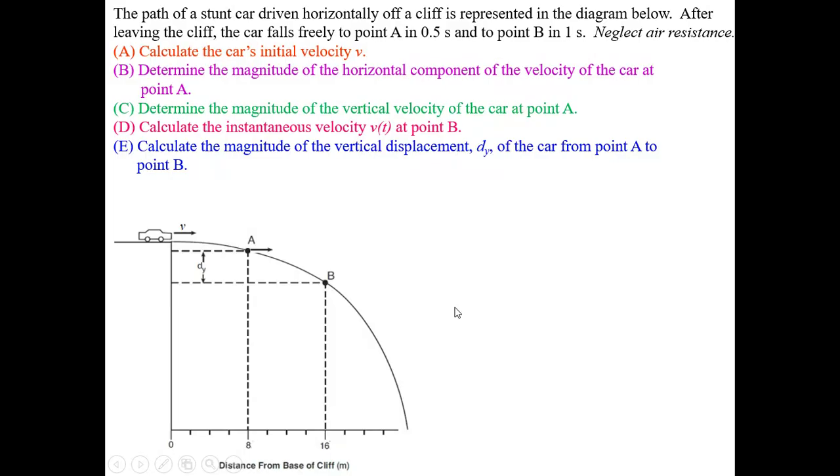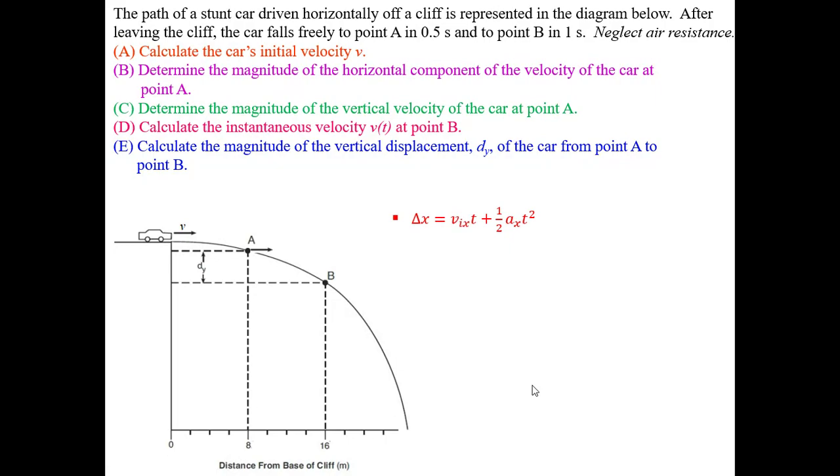Now, the quickest way to find V based on the information here: if you look at the diagram, it's going to fall some vertical distance D, which is not given to us. However, the horizontal distance is given, because in the diagram it says distance from the base of the cliff. This is 8 meters and that's 16 meters. So after 0.5 second, it has traveled horizontally 8 meters. After 1 second, it has traveled horizontally 16 meters. So we can use one of these points A or B to find V.